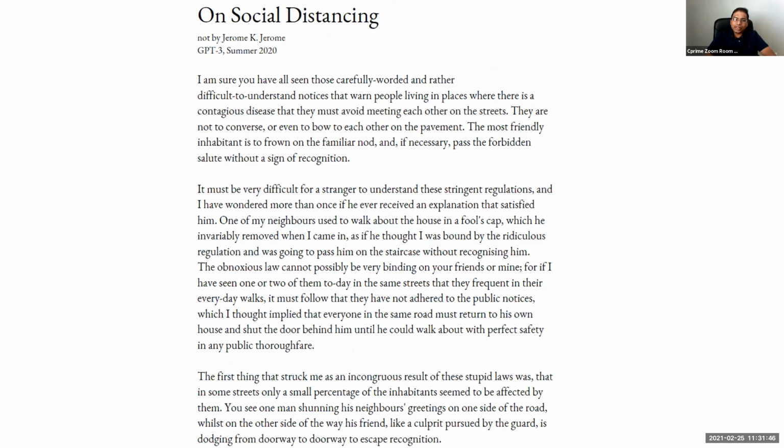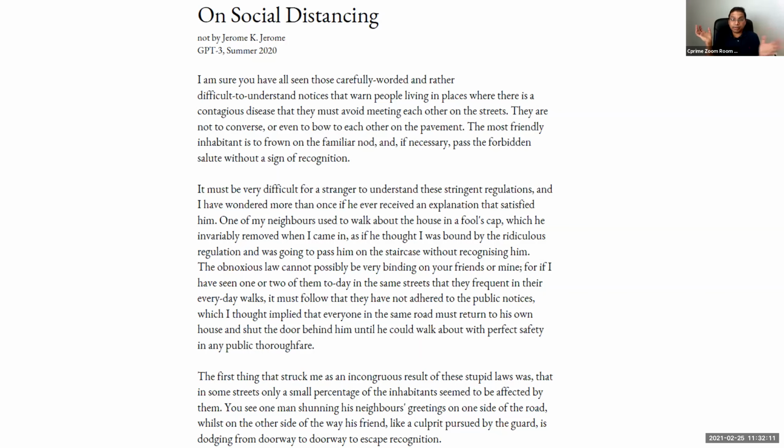So I'll give a little bit of pause here, and maybe we should just look at the first paragraph of this. This is a paragraph or an essay written by this model called GPT-3. It is not written by a human. It is written by GPT-3. And the only prompt that was given was the prompt on social distancing.